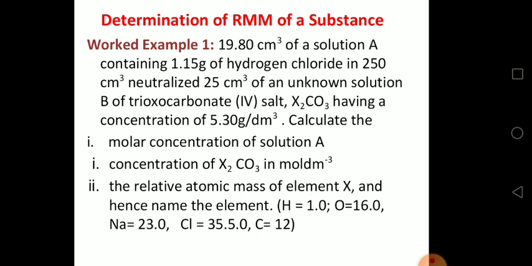Now, we know the size of the pipette, which is the volume of the base, which is 25 cm3. Then we can go ahead to calculate the molar concentration of solution A, the concentration of the trioxocarbonate(IV) salt in mole per dm cube, and thereafter you can calculate the relative atomic mass of element X. From that, we can predict the name of the element X.